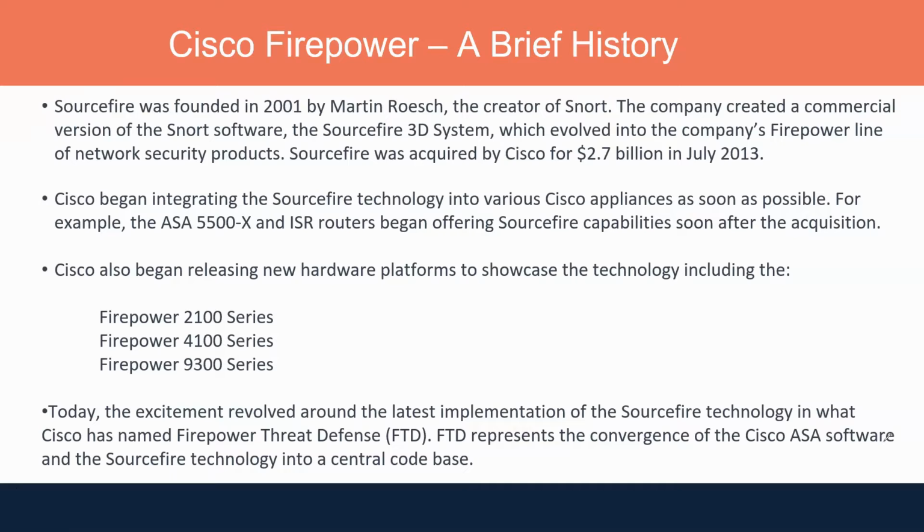So Cisco Firepower, basically, its origin is from Sourcefire. There was a company Sourcefire which was founded in 2001 by Martin Roesch. He was the creator of the open source Snort. So basically, what was Snort? They were providing the security capability to protect the network from intrusion. Snort was one of the IPS intrusion systems, and that was basically the capability of Sourcefire.